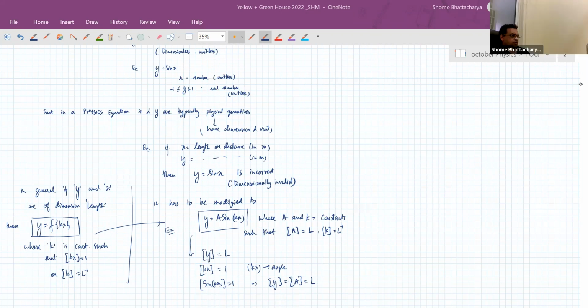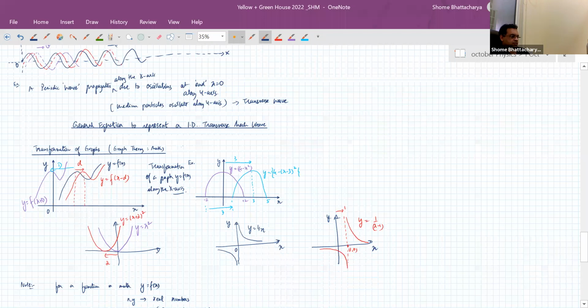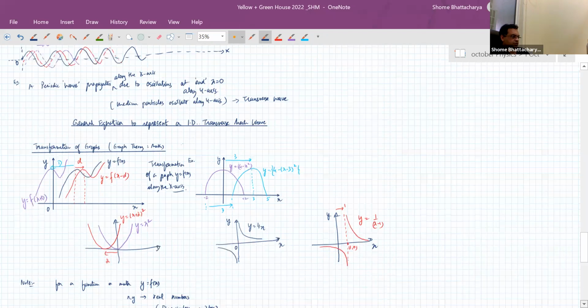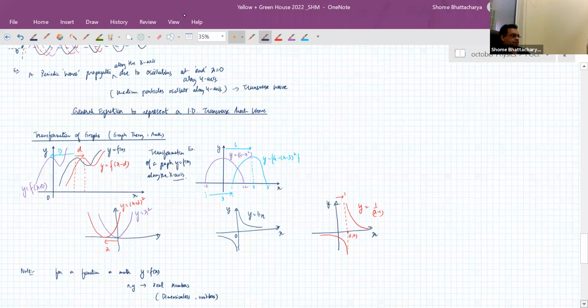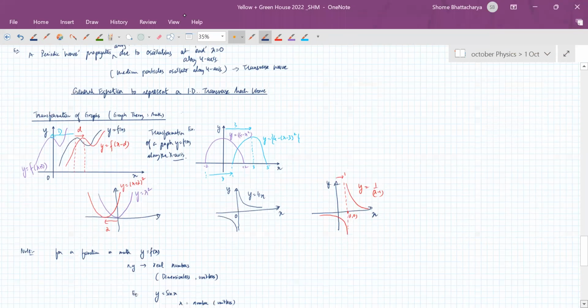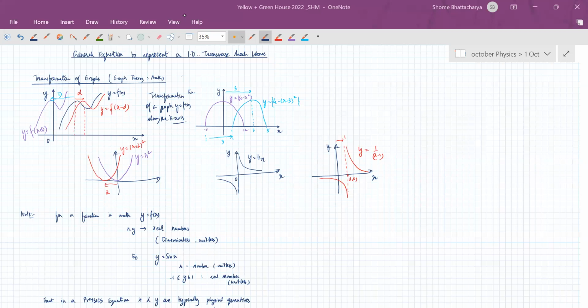Yes, I'll scroll up a bit also, but as I said, like this, Achal, you want to understand this transformation of graphs part first, no? Okay, so just go through this, then we'll discuss the part about the dimensionality also.